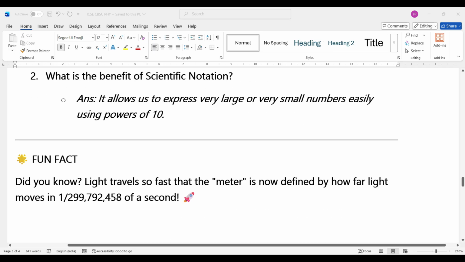Fun fact: did you know light travels so fast that the meter is now defined by how far light moves in 1/299,792,458 of a second.